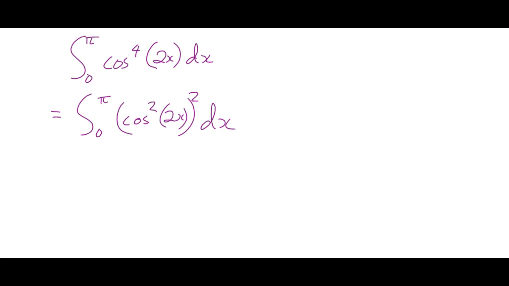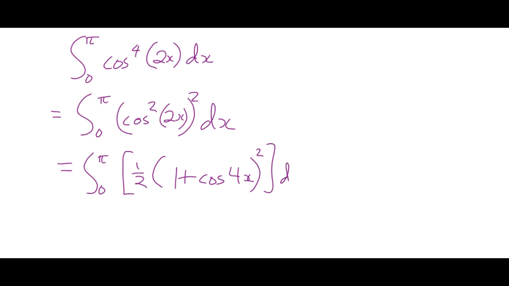So we know that cos squared is 1/2 of 1 plus cos. Okay, so what do we do with the 2x? So it becomes 4x, right? So what's here gets doubled, right? And that's squared, and dx.